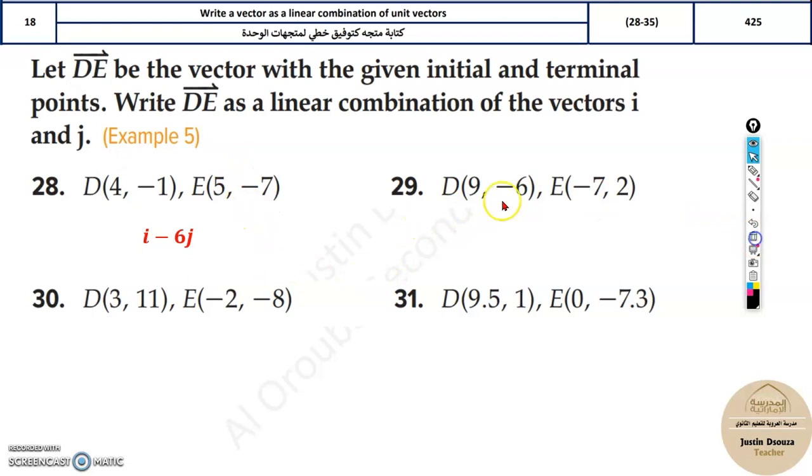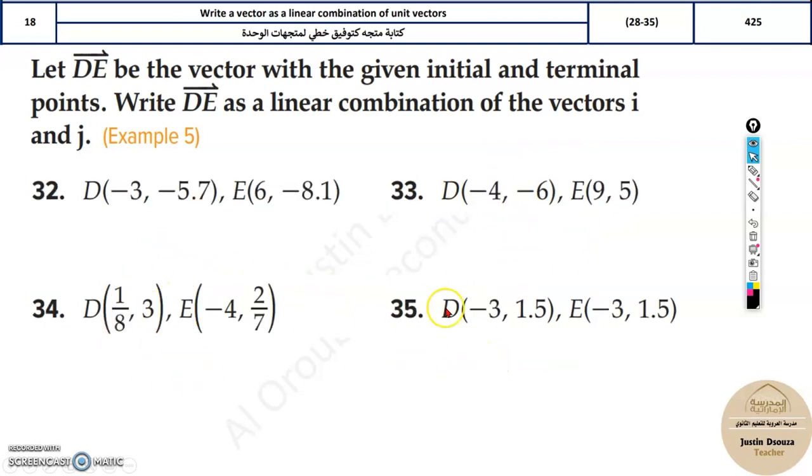Now in the next problem, same thing. Minus 7 minus 9 would mean minus 16. And same thing with the other one: 2 minus of minus 6 would be 2 plus 6, that'll be 8. So minus 16 and 8. Just remember, you can do it directly and write i and j. Same way you can try the other problems and check your answers. All the answers are solved. Now here you can see the initial and the terminal points are the same, so there's no difference, so it is basically 0.